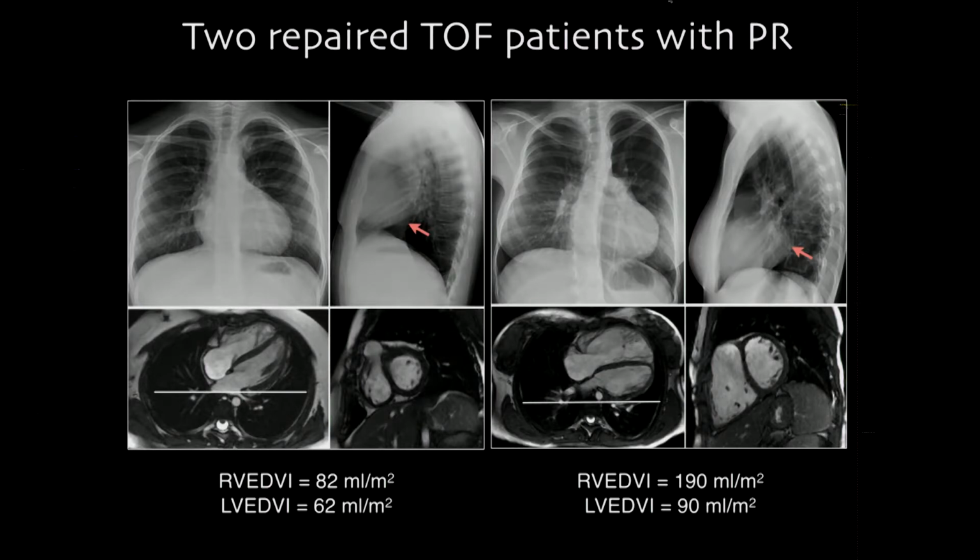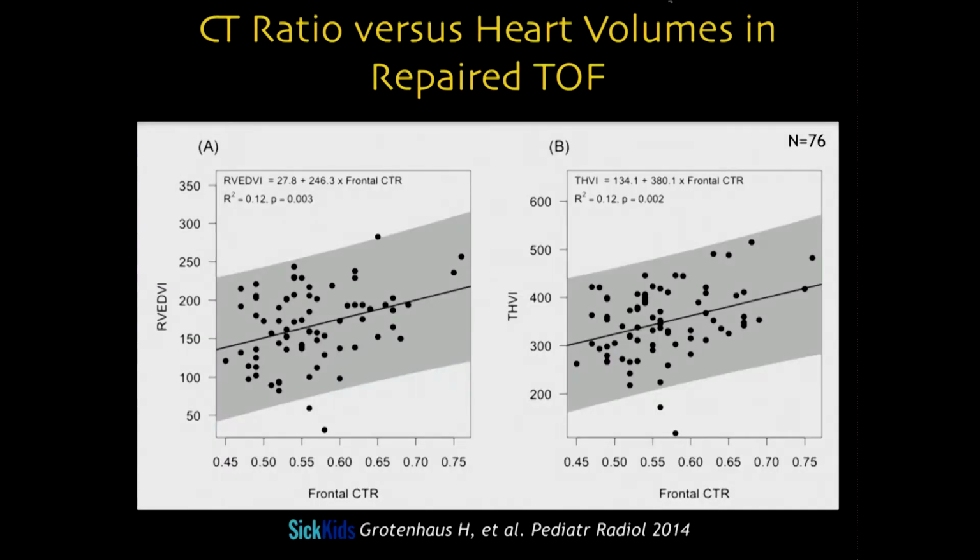However, in this case, heart size appears to be even smaller than this, but right ventricular volume is 190 even. So which means that on chest X-ray, don't rely on the chest X-ray, especially if it is the first chest X-ray. Okay, so this is our study.